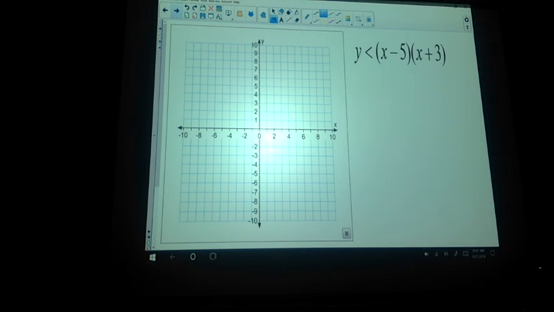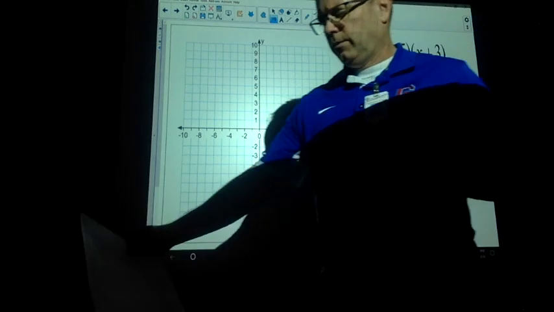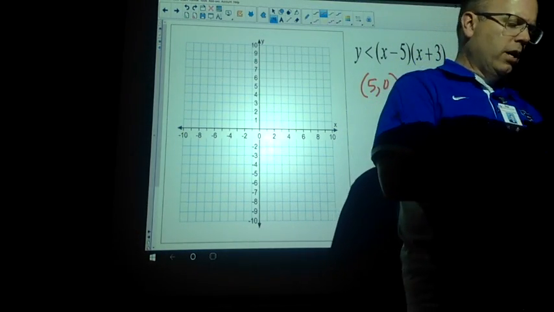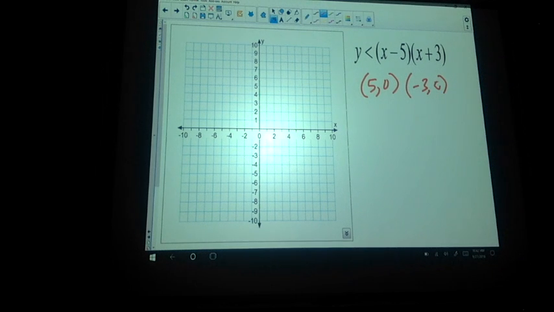Hey, how's this one set up? So do I know where it crosses the x-axis? Yep. So I have 5, 0. Everyone okay with that? What's my other point? Negative 3, 0. Good. So then I get negative 3, 0. Everyone good? So we have to find out what's halfway in between 5 and negative 3.